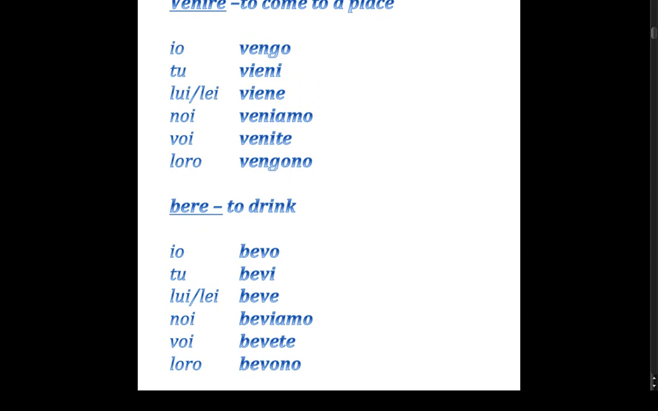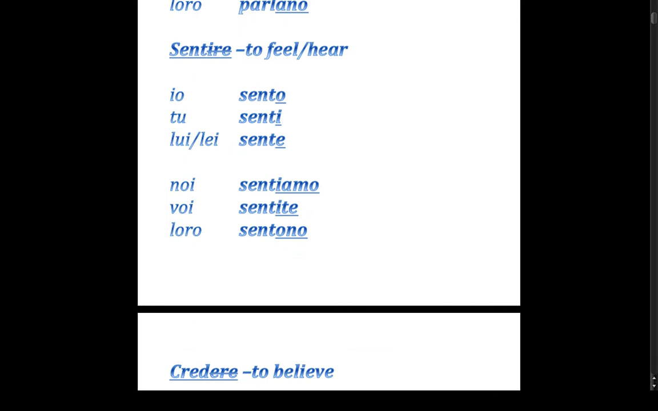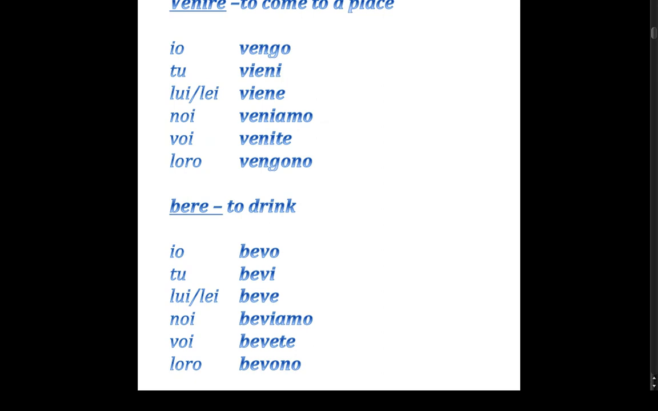Here are 2 other examples of irregular verbs. This is an IRE verb and an ERE verb. Again, we will see here that the endings stay the same. O, i, e, iamo, ite, ono. Same as sentire, exact same endings. However, with sentire, we have the regular continuation of the stem, except with venire, the stem changes. And that's what makes the verb irregular.